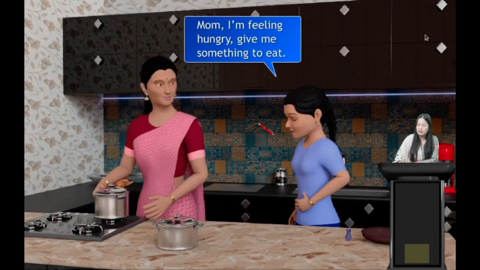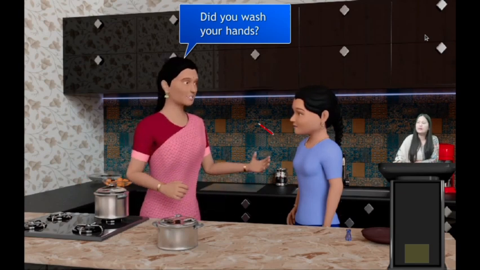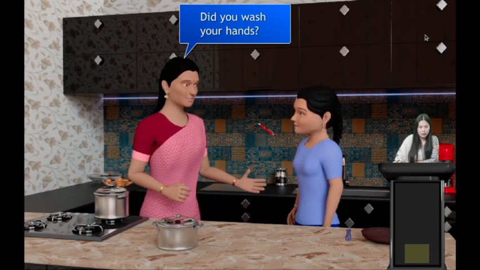Then here we see the girl asking her mother, "Mom, I'm feeling hungry. Please give me something to eat." So this girl is asking her mother for something because she is hungry. Then the mother replied, "Did you wash your hands?"